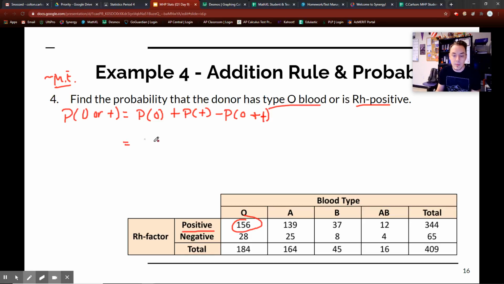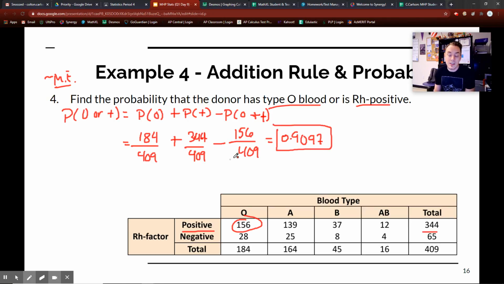So what's the probability of O? This is 184 all over 409. The probability of positive, right here, is 344, so 344 all over 409. Minus, what's the overlap between positive and O? It's 156, so 156 all over the total 409. What does that equal? When I plug this into the calculator, I get 0.9097.